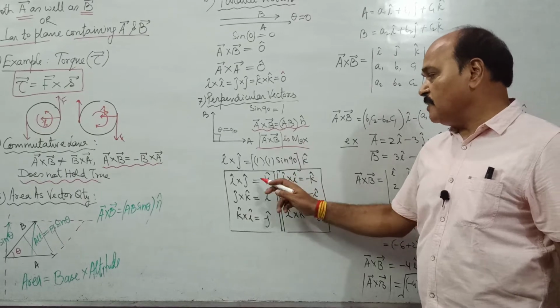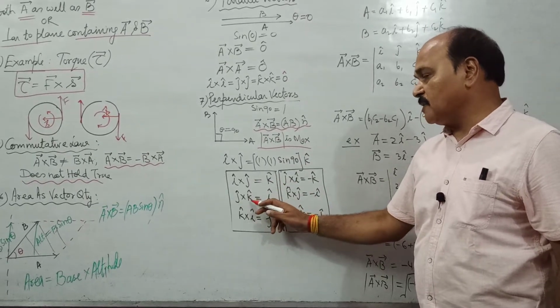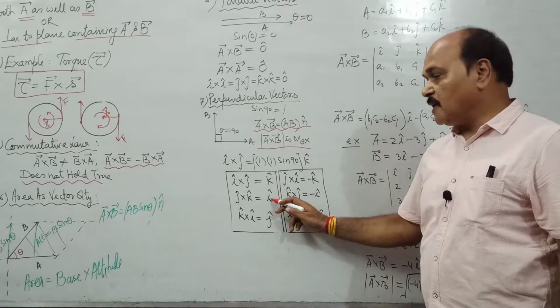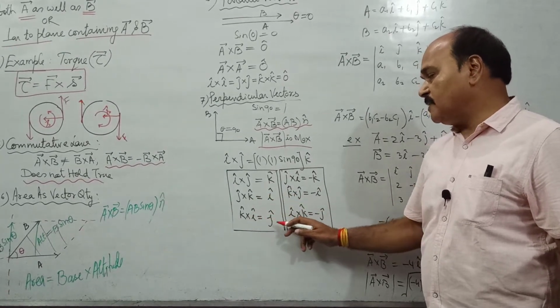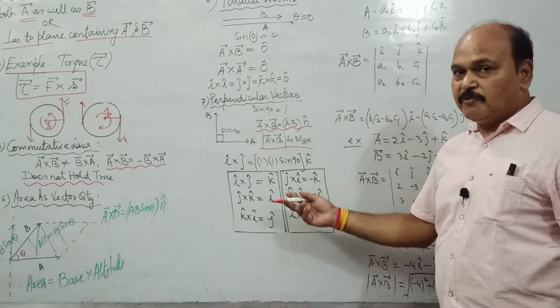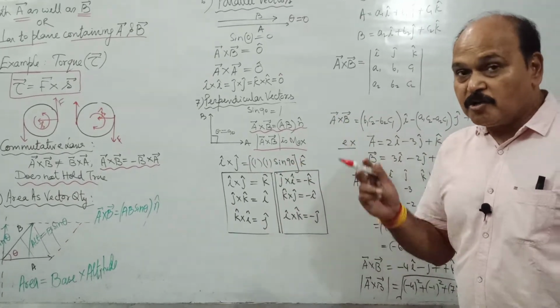Likewise, if we find out J cross K, we get I, and if we cross product K with I, K cross I, we get J. And we know cross product doesn't follow commutative law.